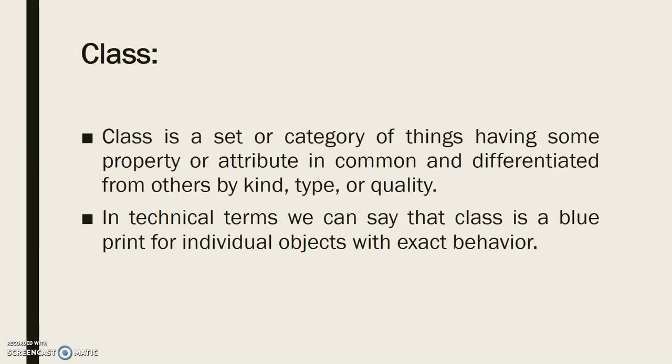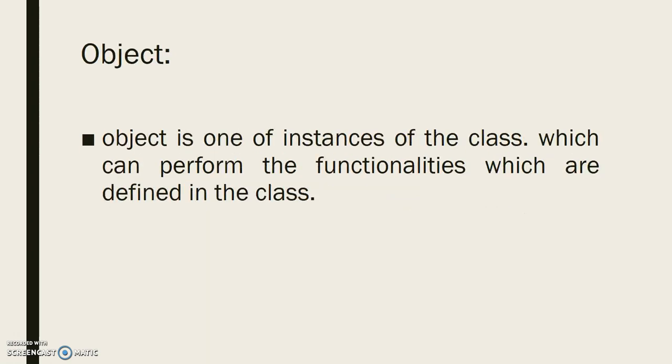So a class is a set or a category of things having some properties or attributes in common and differentiated from others by kind, type or quality. In technical terms, we can say that a class is a blueprint of an individual object with exact behavior. An object is one of the instances of a class which can perform the functionalities which are defined in the class.